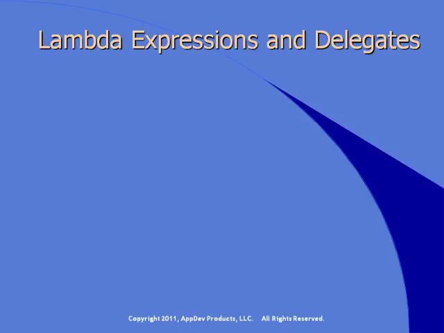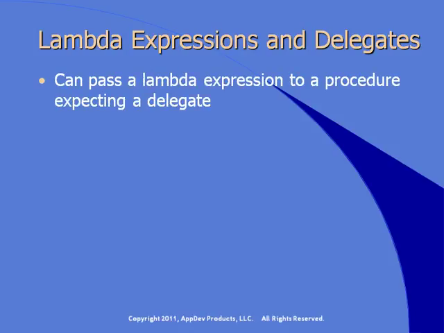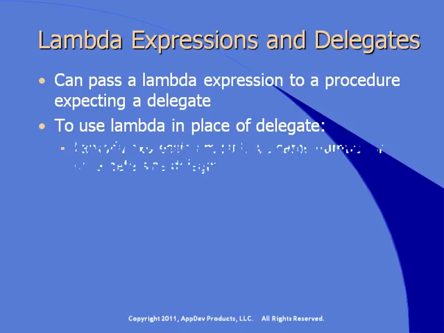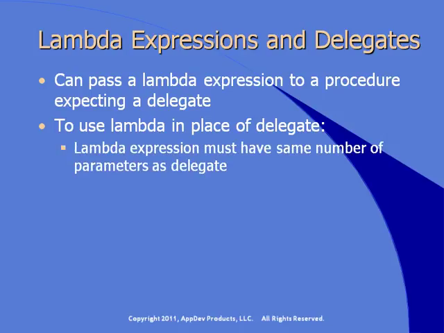Before we discuss that func thing, we need to talk about lambda expressions and delegates. You can pass a lambda expression to a procedure that's expecting a delegate. As you saw, it certainly worked. And to use a lambda in place of a delegate, the lambda expression must have the same number of parameters as the delegate. Well, in our case, we were passing a lambda expression with one parameter in the place of a delegate that was expecting one parameter. That was our predicate delegate.